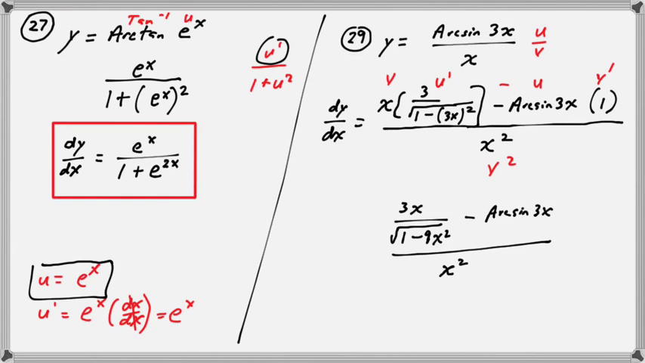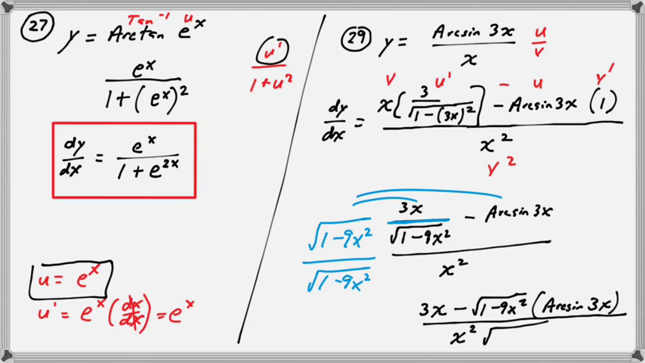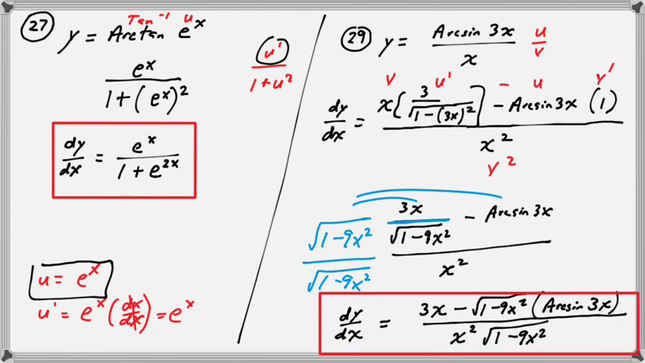I need to deal with or get rid of this square root. What's the opposite of dividing by that square root? Multiplying by that square root. So I'm going to do this on top, and these will cancel, giving me 3x minus radical 1 minus 9x squared times the arc sine of 3x all over x squared times the square root of 1 minus 9x squared. And that should be dy dx. It's an odd answer. Let me check it in the back and see what they have.